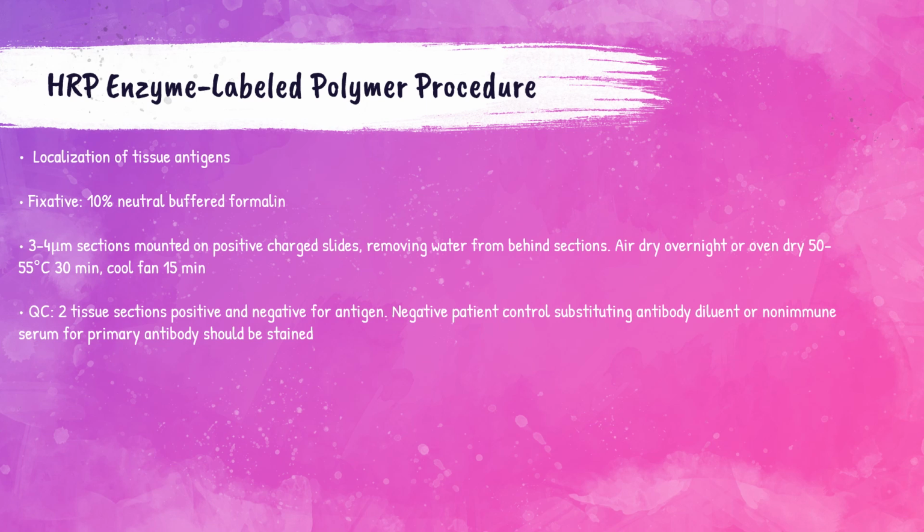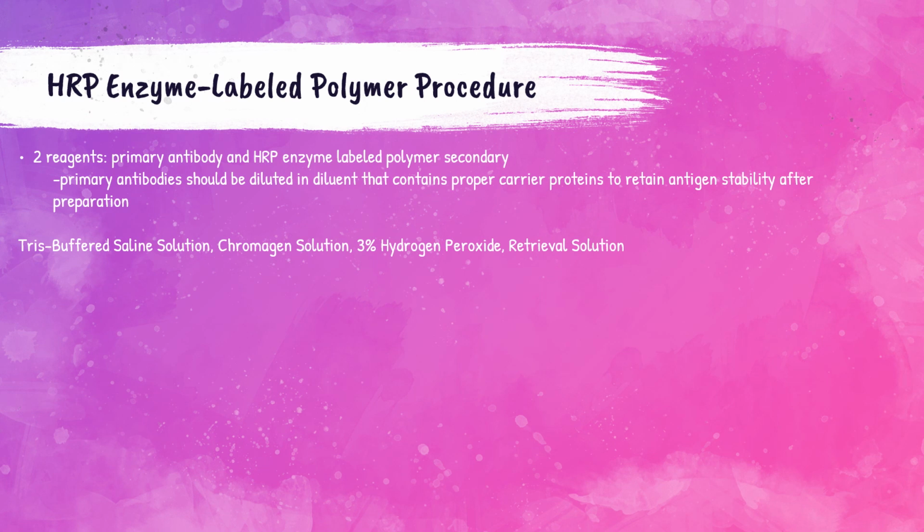Quality control tissue should be 2 tissue sections, one that is positive and one that is negative. So again, 2 main reagents here, the primary antibody and the HRP enzyme-labeled polymer secondary. Tris buffered saline solution is also used along with the DAB chromogen and 3% hydrogen peroxide.